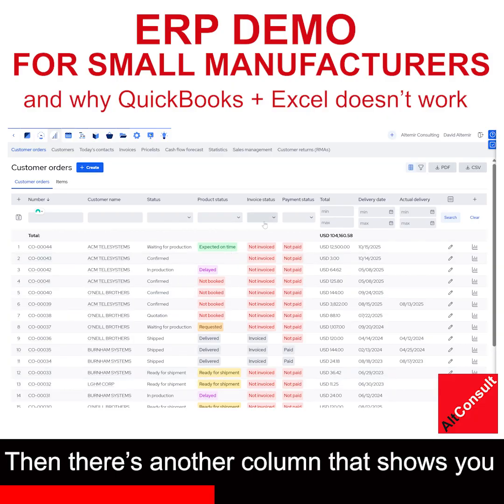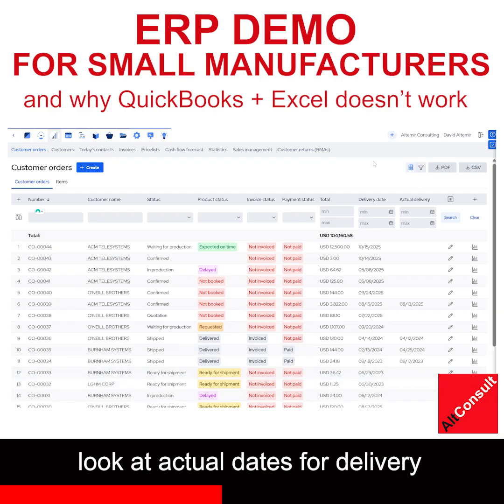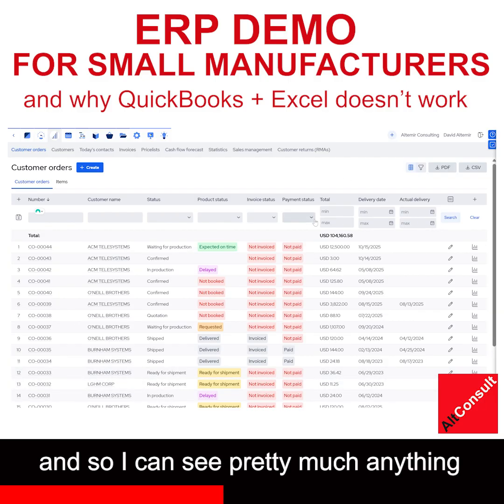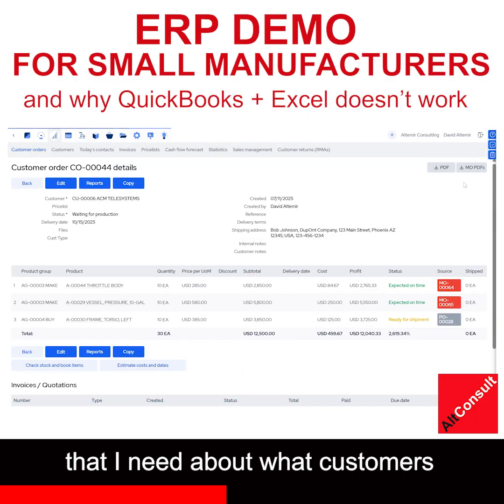Then there's another column that shows you the billing status, whether it's invoiced or not, and payment status, whether it's paid or not. I can also look at the totals. I can look at profitability, look at actual dates for delivery, and so I can see pretty much anything that I need to do about what customers are ordering.